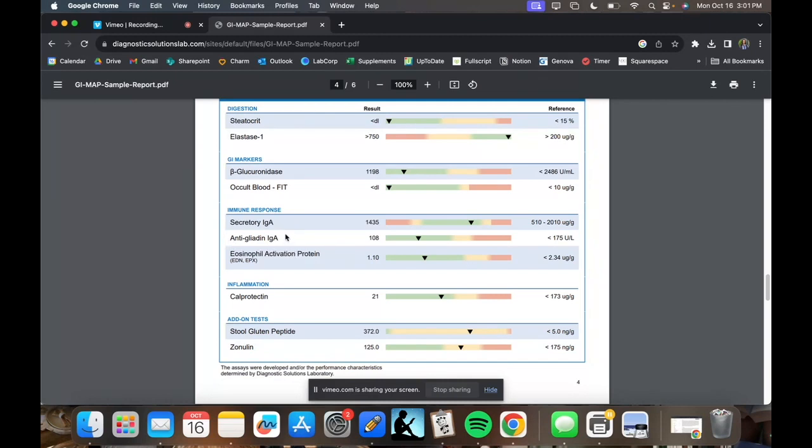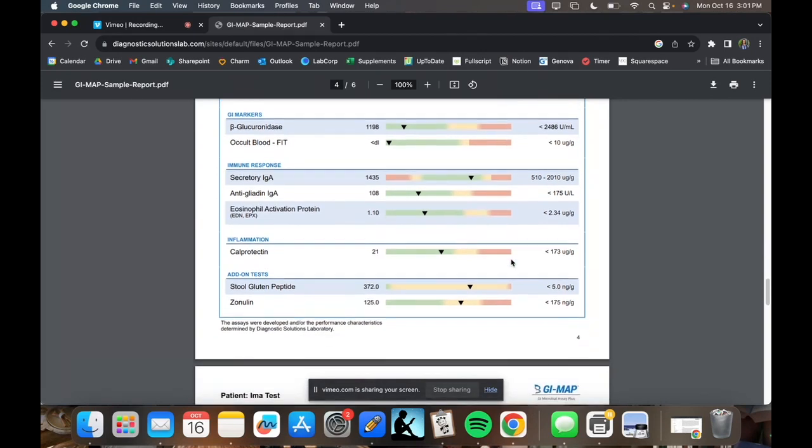Antigliadin IgA is an immune system reaction marker to gluten. So if I see this is really, really high, sometimes I'll be screening for celiac disease. Other times, if they don't have celiac but this is high, I'll recommend gluten elimination, which can often be quite helpful if that's really high. EPX here is just another inflammation marker. I honestly never really see this high, but if it's high, it tells us there's inflammation going on.